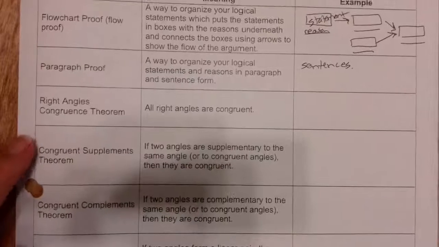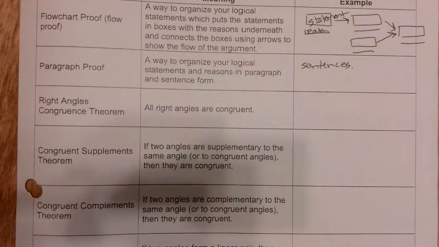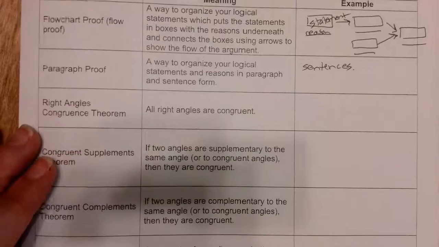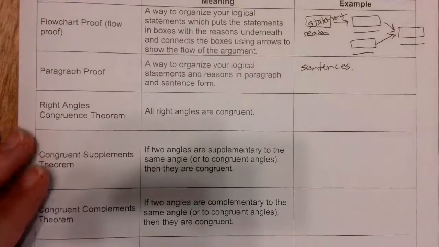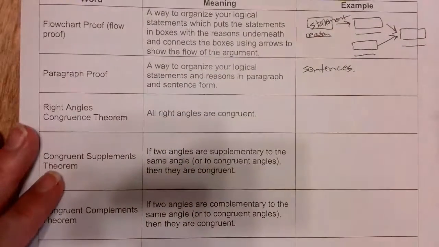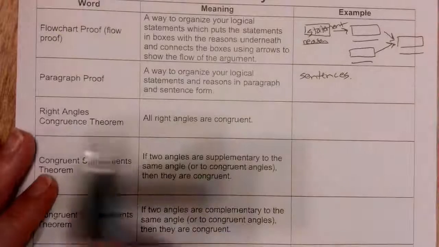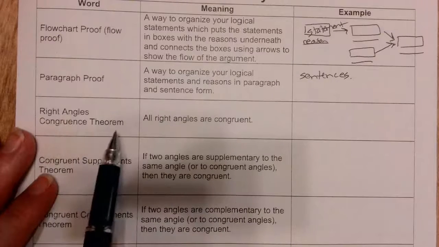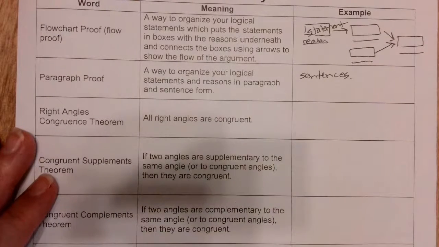A couple more theorems. There are many, many, many theorems out there. You don't need to know them all. The more you know, the easier and faster it is to solve things. But by all means, you don't have to have all of them memorized. We have a couple here that are helpful but not completely necessary. So the right angle congruence theorem says all right angles are congruent.